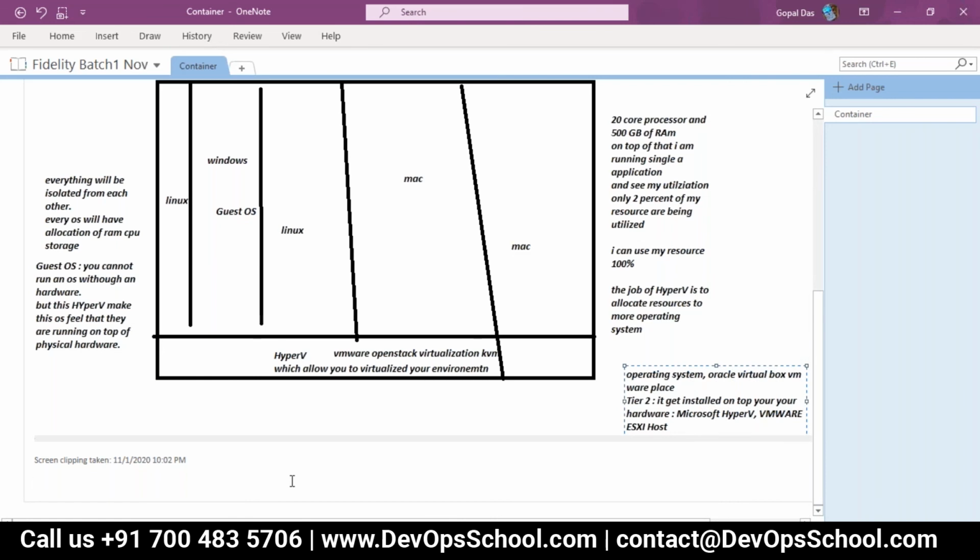Gopal, is there a difference in terms of performance or in terms of the use cases with both the options, tier 1 and tier 2, or is it just two different methodologies?